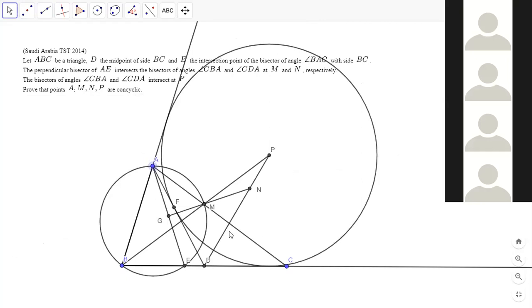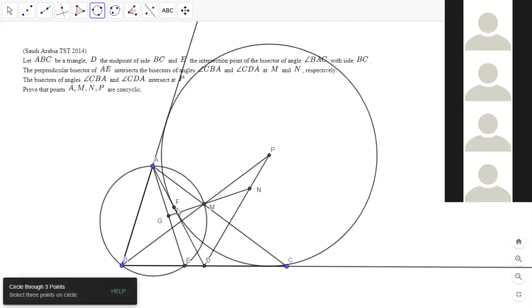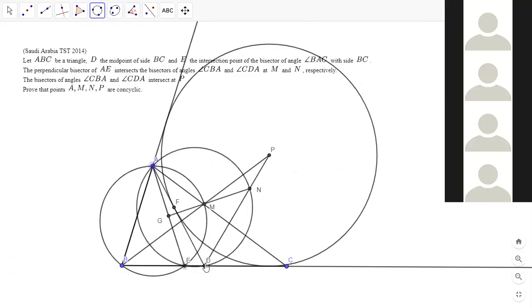ANED is cyclic. AMED, is that what you said? ANED. Okay. Interesting.